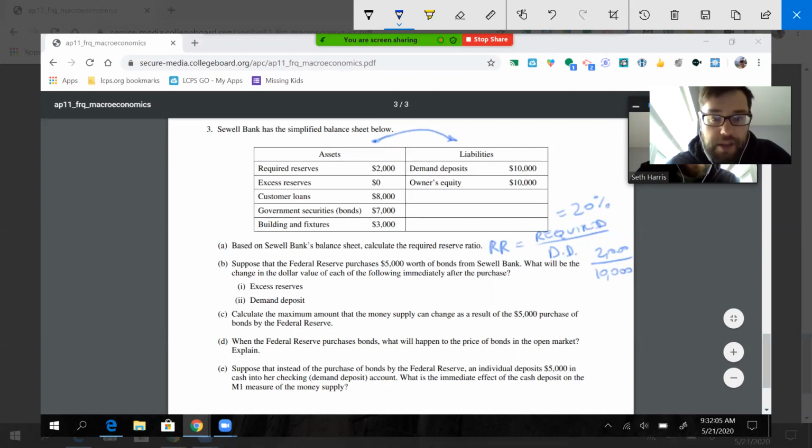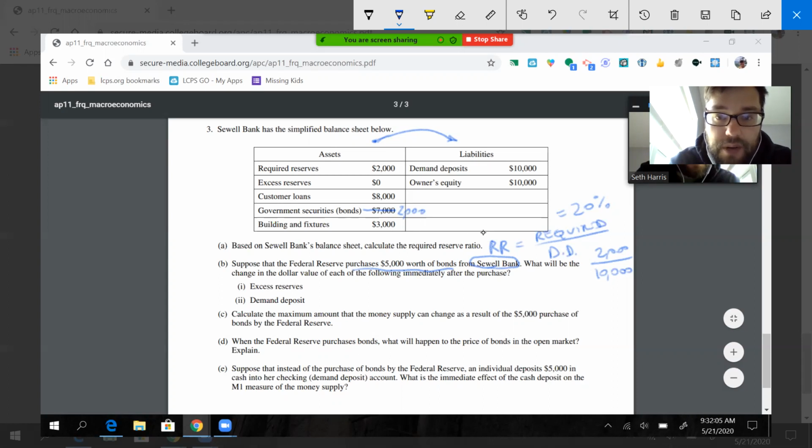Okay, so based upon this transaction, we got the Federal Reserve purchases 5,000 worth of bonds from Sewell Bank. Okay, so that means we're doing something over here, changing around these numbers. So government securities, so they have parentheses here, bonds. All right, the Federal Reserve is buying these bonds, right, $5,000 worth. So this number is 2,000, right? We sold 5,000, so we got to subtract 5,000 out of there. All right, now you have to balance this, right?